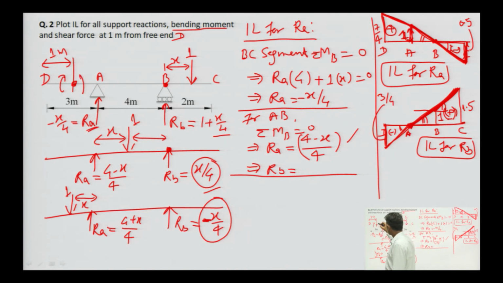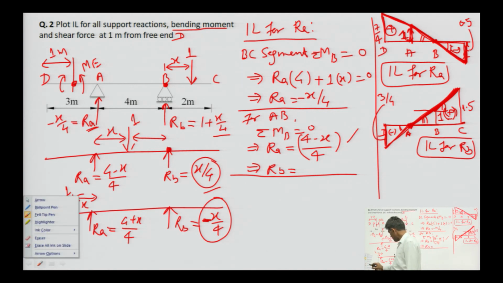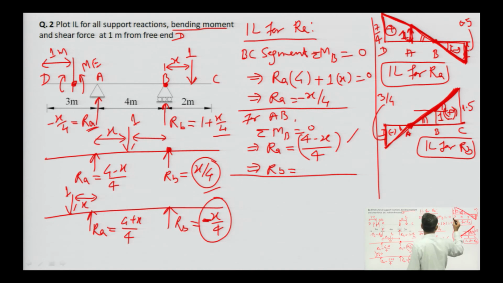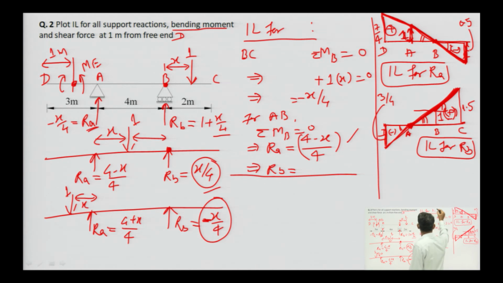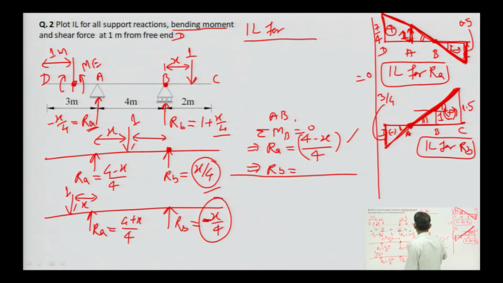To find the bending moment, say this point is D, say this point is E, then ME. And we will calculate shear force also at this point. Okay, value is written, this one. So, we are going to calculate the value of ME. Value of ME can be calculated using the equilibrium equation.